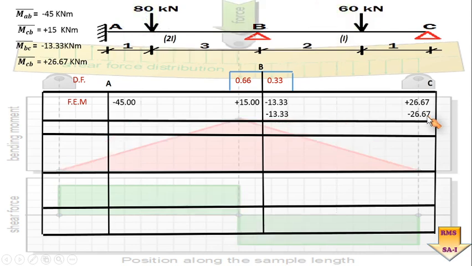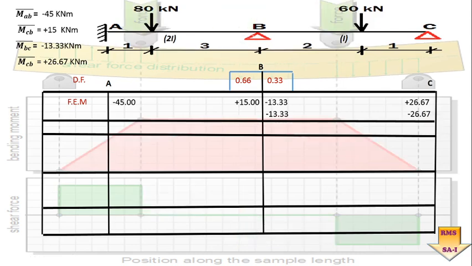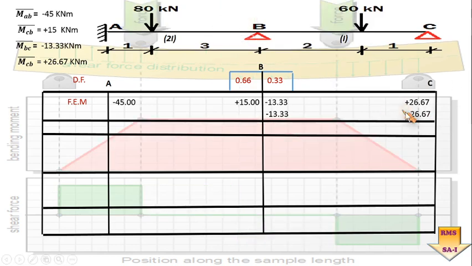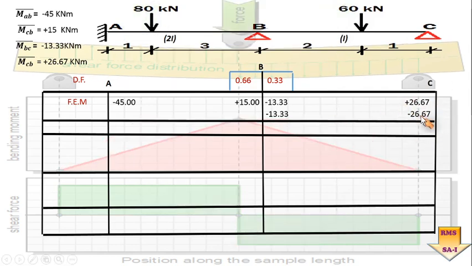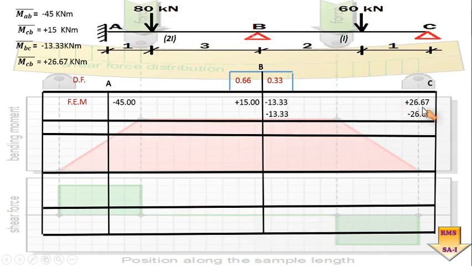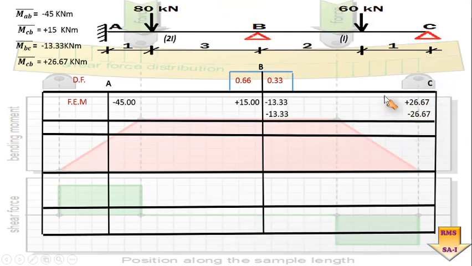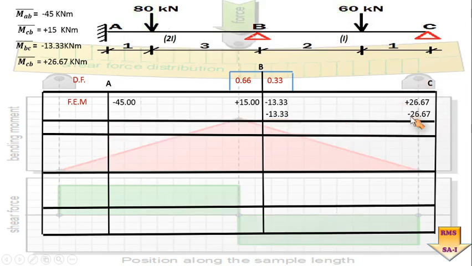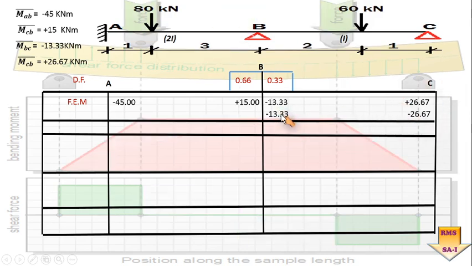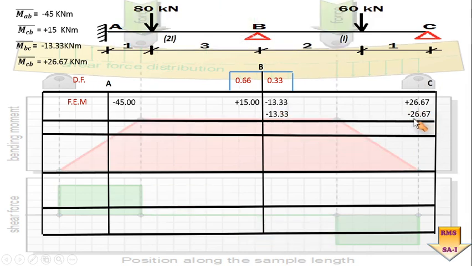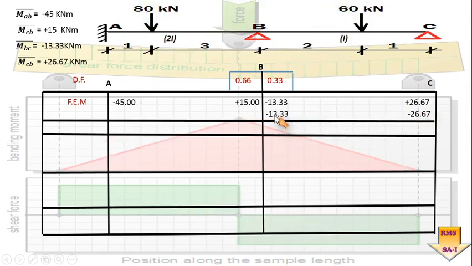Now according to what we have already studied in the earlier lecture, there has to be a distribution of this particular thing. Is it okay? So what we have added, so as to nullify the effect of moment about point C, half of that has to be transferred to the far end. So exactly half of this minus 26.67 is transferred to joint B.